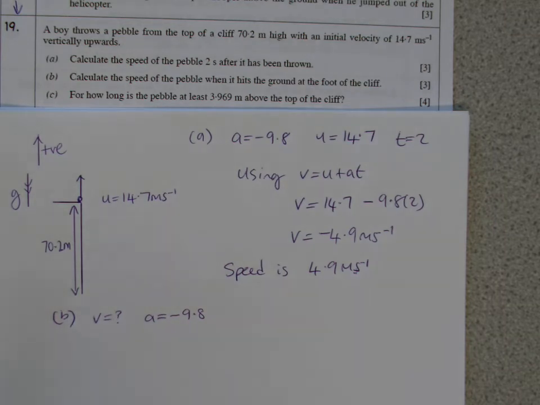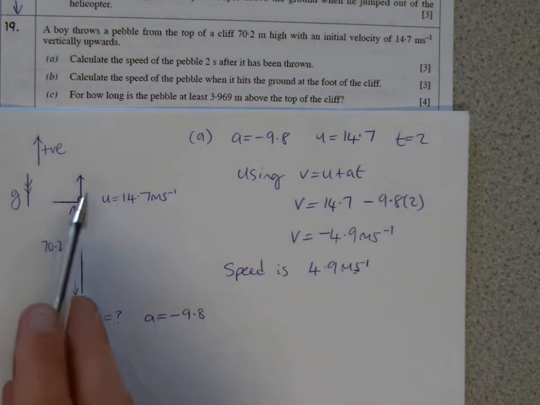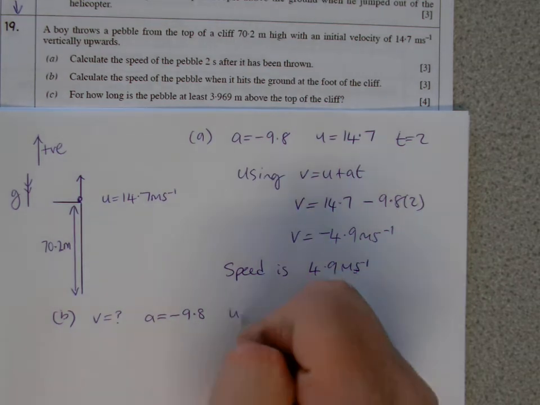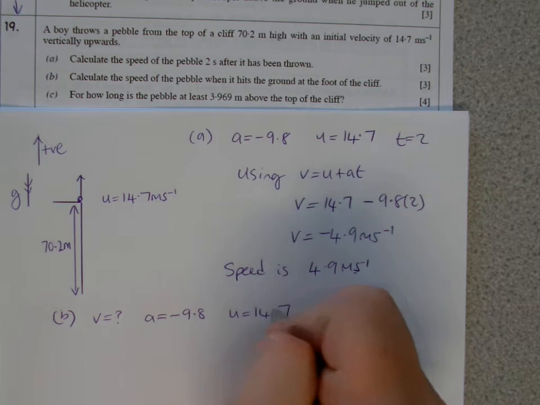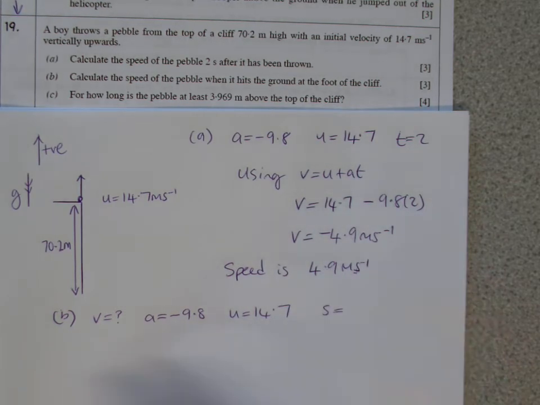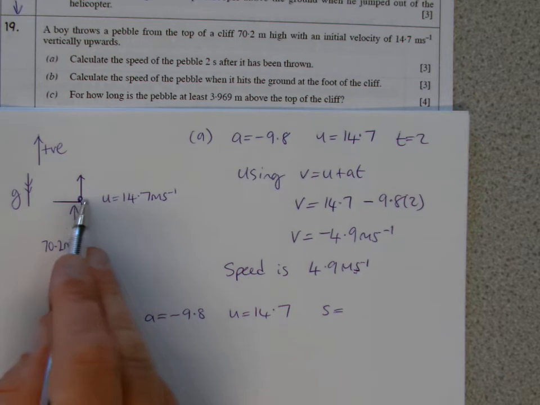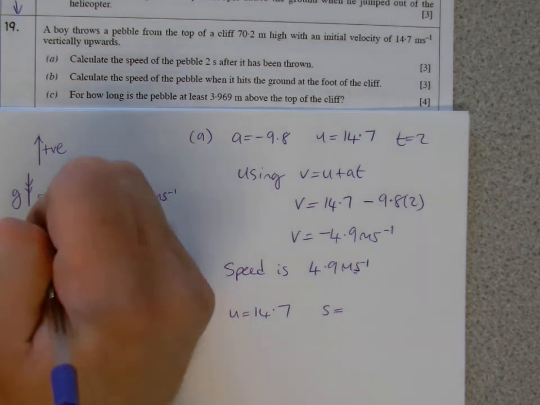So coming on its way down, it doesn't matter that it's coming down, we're still taking upwards as positive. So a is minus 9.8. u is still 14.7. But we also know what s is, the displacement. When it hits the ground, it's going to be here, and that means it's moved 70.2 meters away from its starting position. But remember, that's the starting position, so this is where s is 0.